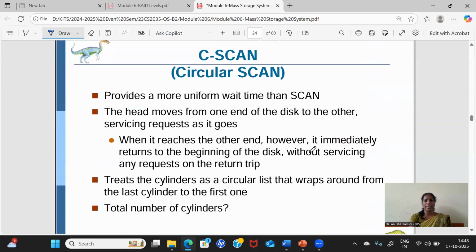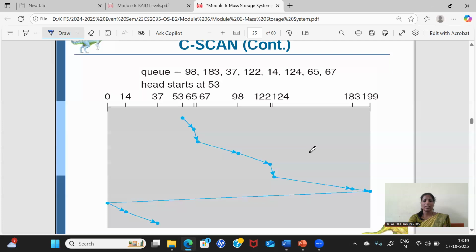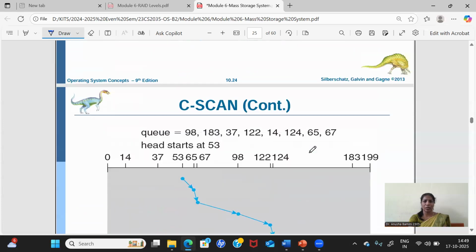The next is C-scan. Another expansion for C-scan is circular scan. The concept here is the head moves from one end of the disk to the other end, servicing the requests as it goes. In the previous one, the scan scheduling algorithm, it starts from the request to the start node, not to the end node. Only it is moving to the end of the requests. But in C-scan, the head moves from one end to the other end. That's why this is called the C-scan scheduling algorithm.